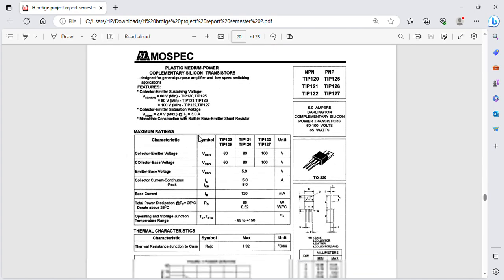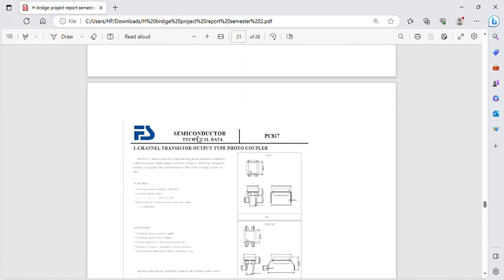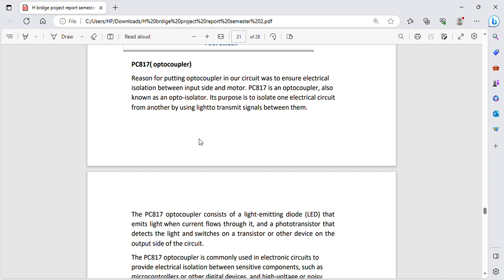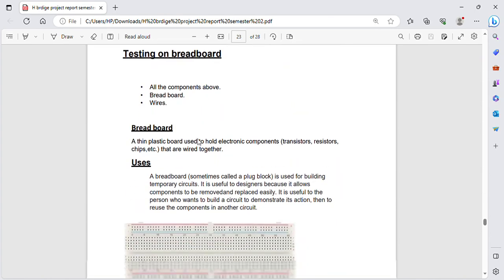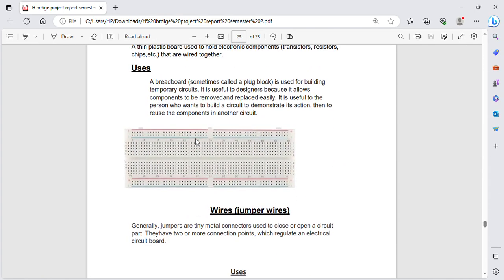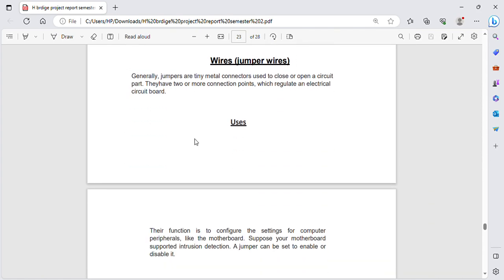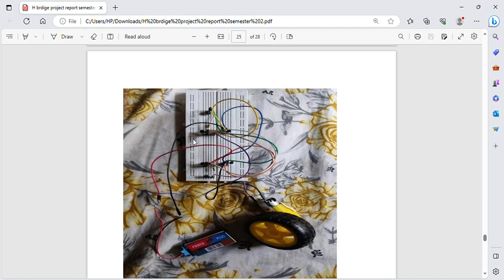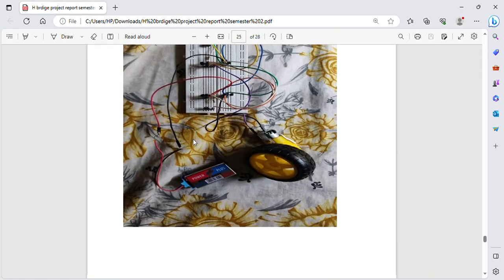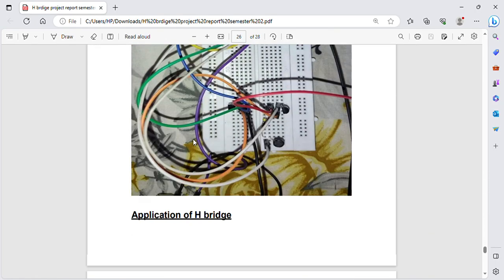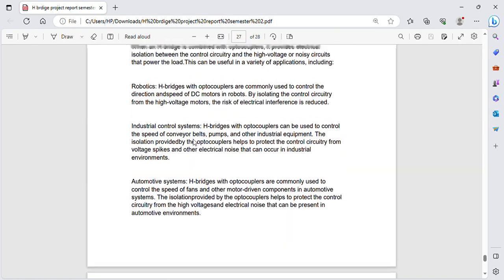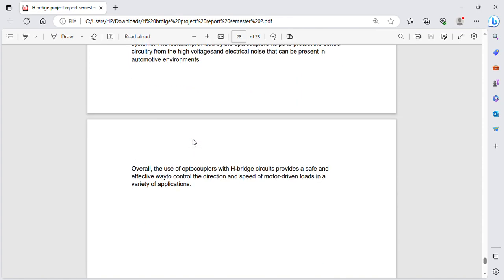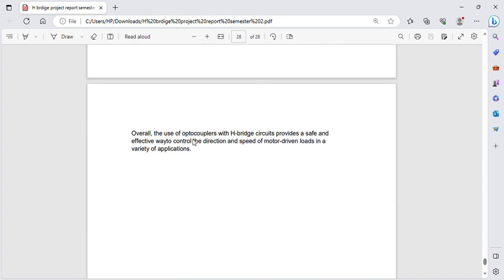So this is a data sheet of our desired circuit, and this is a PCB advanced data sheet. All these components are on a breadboard. You must know the use of a breadboard. You can test and verify all the functionalities from the circuit. So I also checked from this circuit. I hope this is our application, the H-bridge, which you must read. So I hope you understand all our concepts.